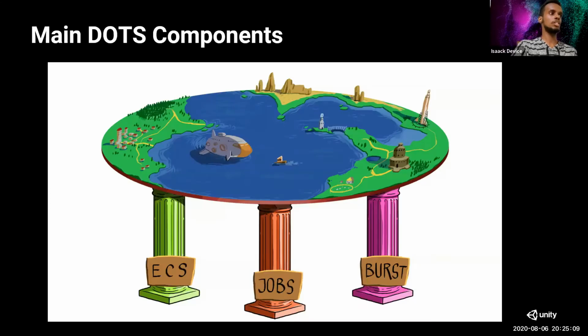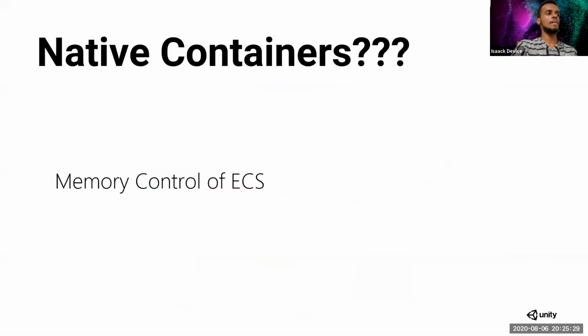So the main components of DOTS are the entity component system, the jobs, and the Burst. That's what we call the collection of these new technologies introduced to Unity that makes up DOTS, the data-oriented technology stack. And we also have native containers. A native container is a data structure of the entity component system that helps us control the memory for the ECS. So it's a kind of data structure.